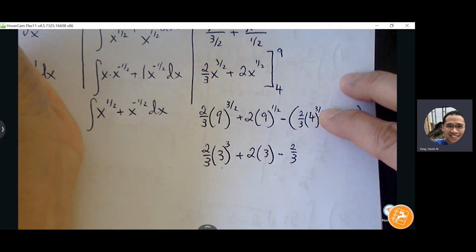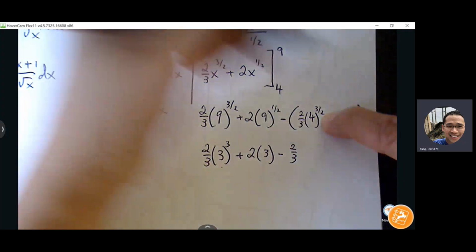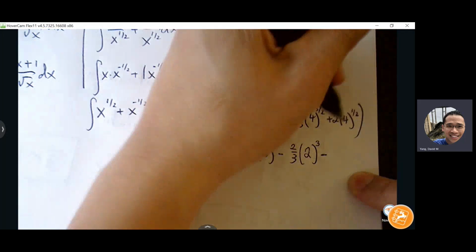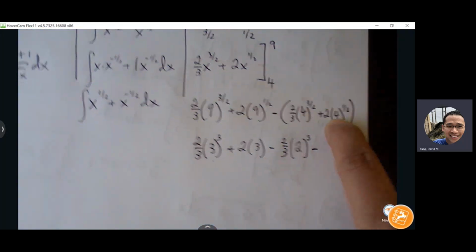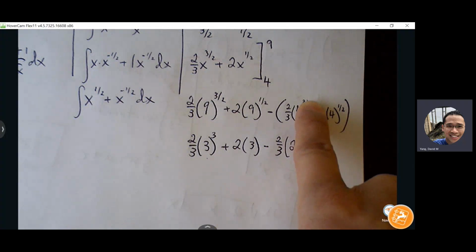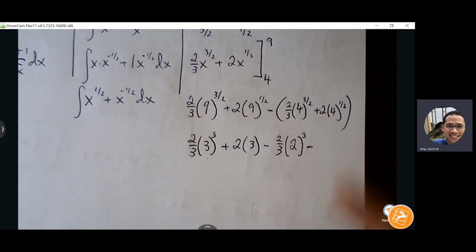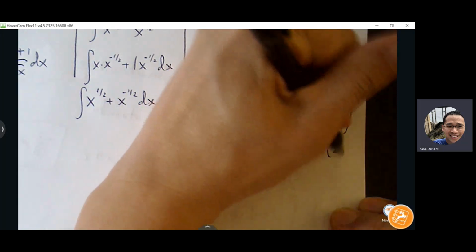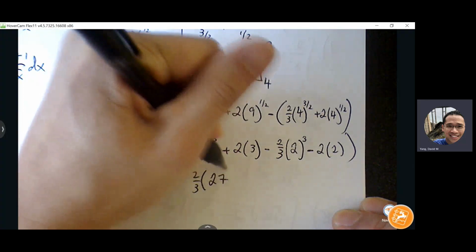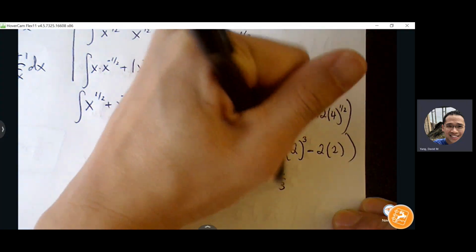4 cubed, that's a large number. Why don't we break it down first? What's square root of 4? 2, and then 2 cubed is much easier. Distribute the negative through. Again, okay, careful, we can't do this. We can't do 2 times 4 and take the square root, right? So the radical has to take priority before multiplication. Okay, so square root of 4 is 2, then multiply by the 2. So 2/3 times 27 plus 6 minus 16/3 minus 4.